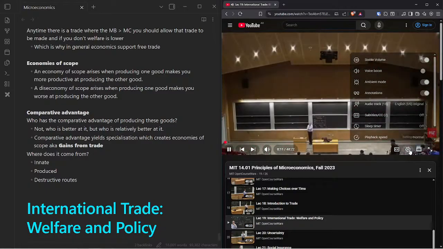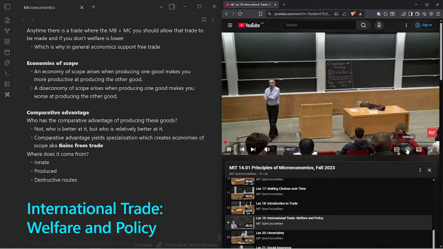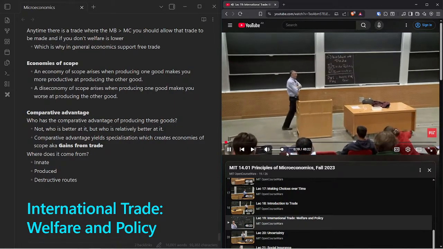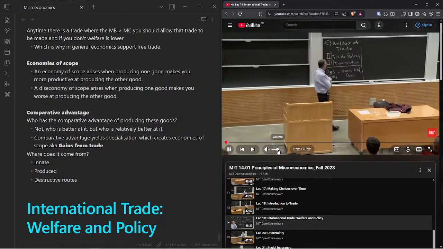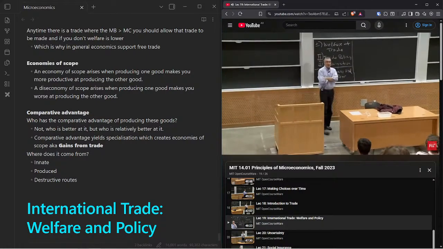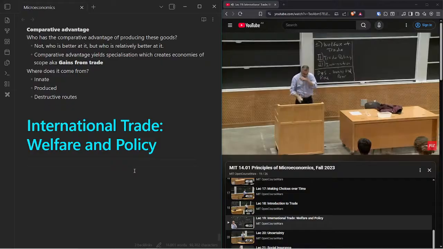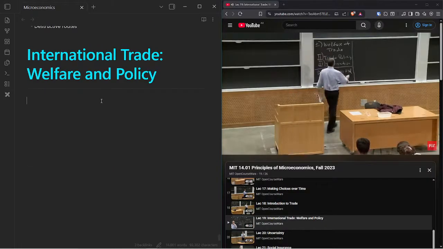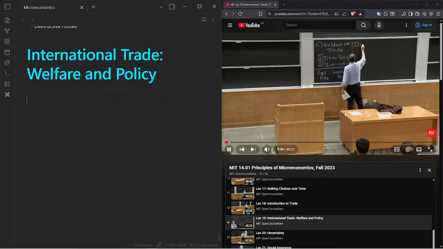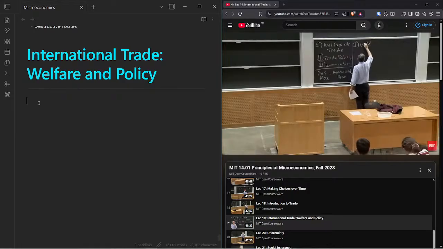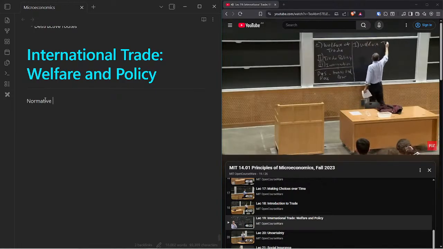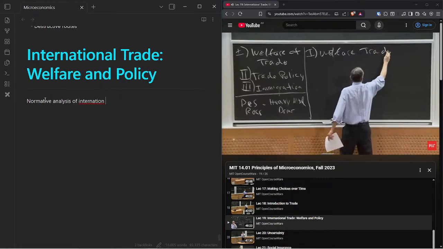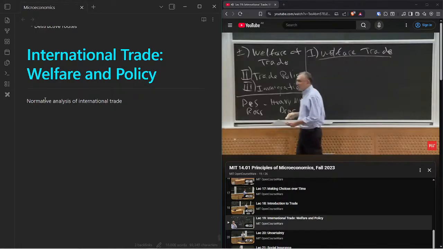So today we're going to turn from the analytics and the positive analysis of international trade to the normative analysis of international trade. And we're going to bring our tools of welfare analysis to thinking about how we evaluate international trade. Okay? So we're going to start by talking about the welfare impacts of international trade, and how that helps us think about the debate over free trade.